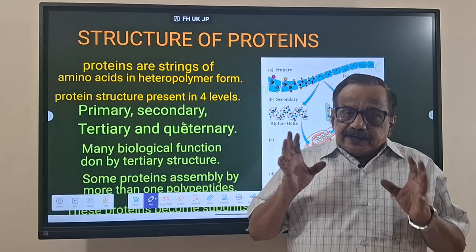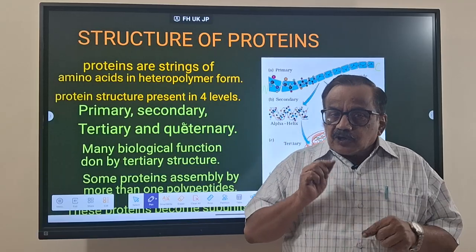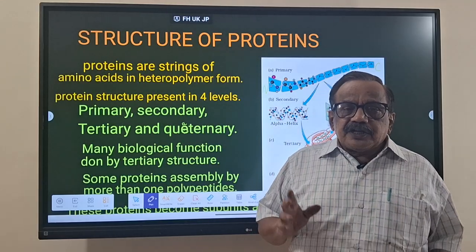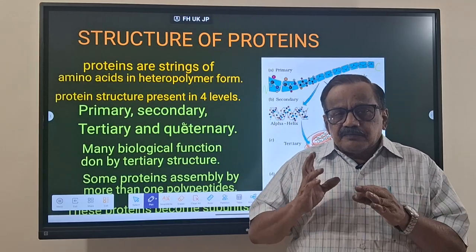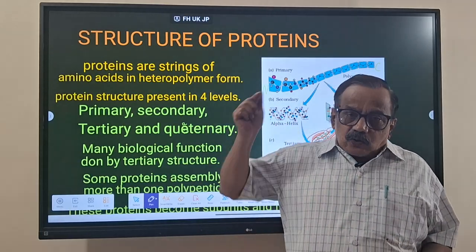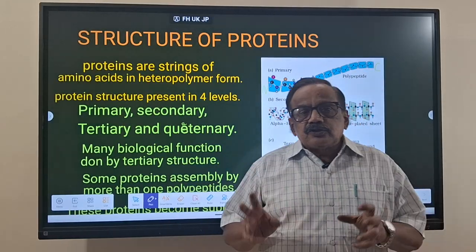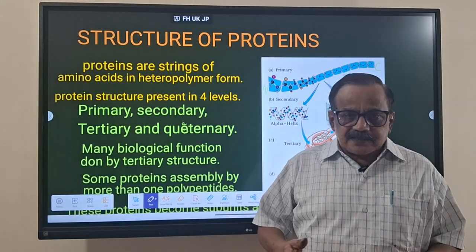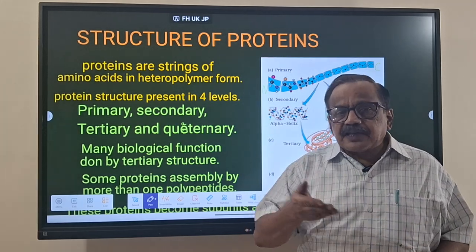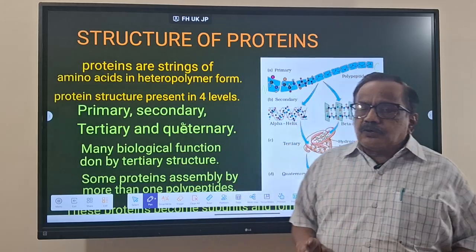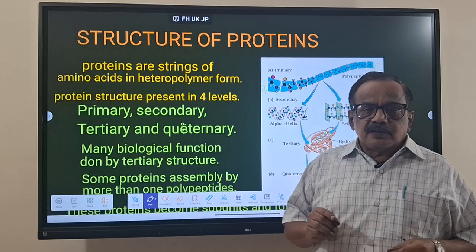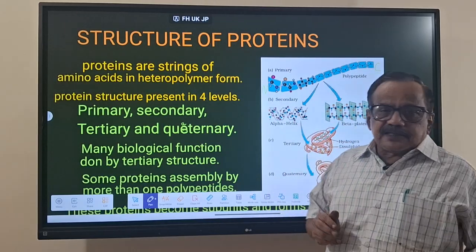Now, in the last video we discussed protein structure. Proteins are heteropolymers made up of monomers of 20 amino acids only. The 20 amino acids combine in different ratios to form one protein, and they form different structures suitable for doing different types of functions. So proteins are heteropolymers made up of the 20 amino acids.